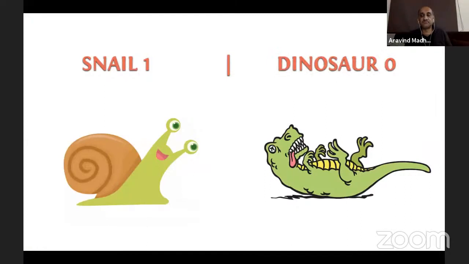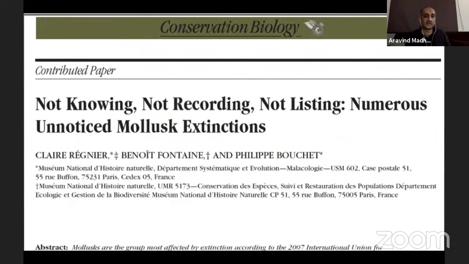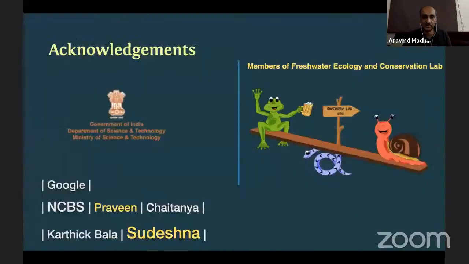On the other hand, dinosaurs had lost the race. So there is a very urgent need to study, record, list, and understand the species, and understand the mollusk populations. As you can see from this slide, without recording and listing, a lot of species have gone unnoticed, especially among the mollusks. So it's high time a lot of people come together to study this very interesting group of the freshwater environment. Thank you very much.